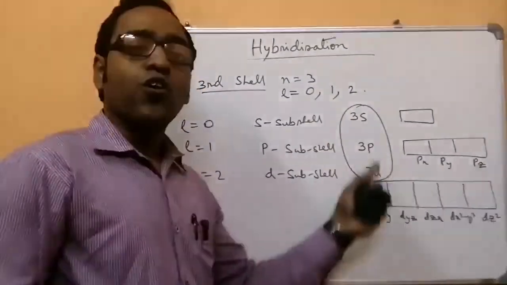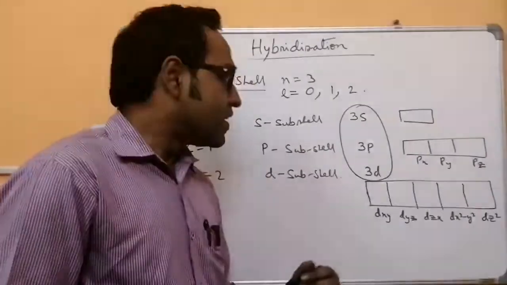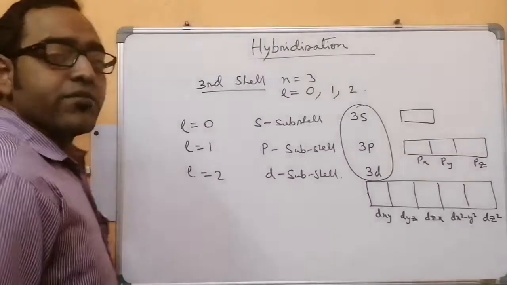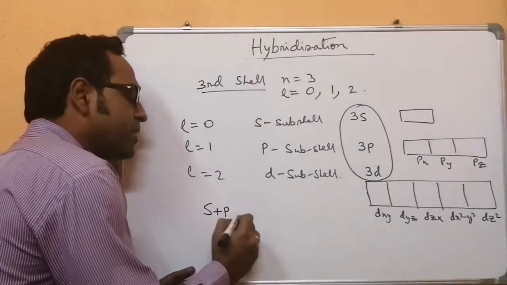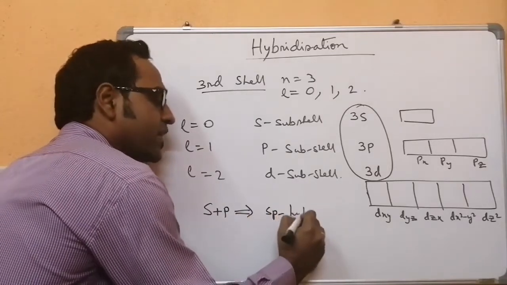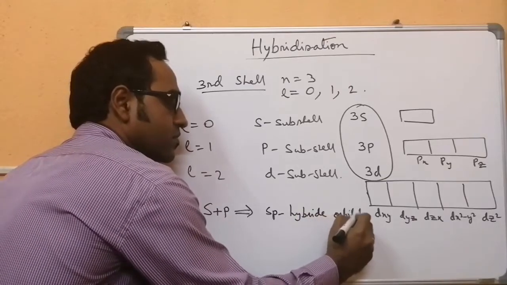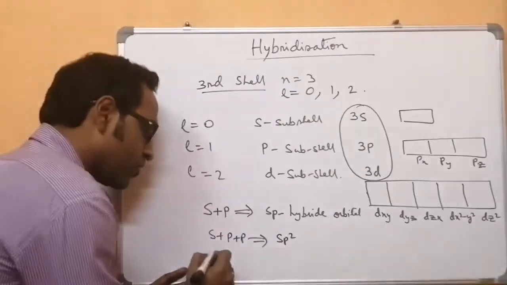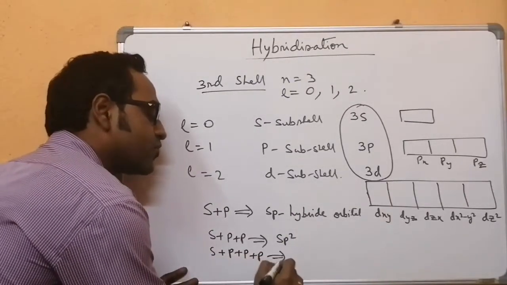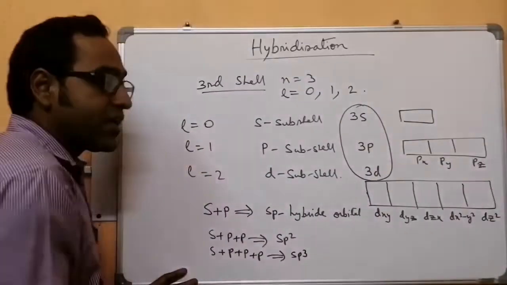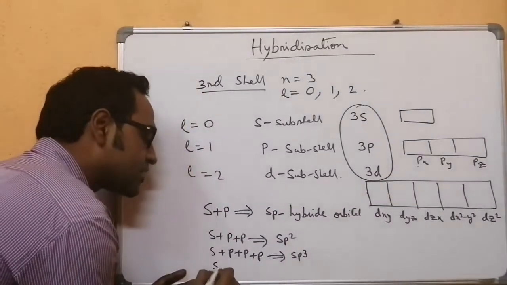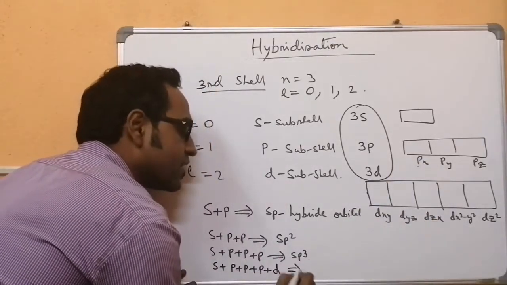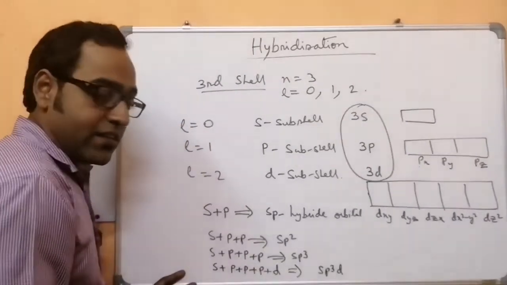The intermixing of these orbitals to get a new set of orbitals having equivalent energy and directional property is called hybridization. For example, one s orbital mixed with one p orbital will give sp hybrid orbitals. One s orbital combined with 2p orbitals will give sp2. When one s combines with 3p orbitals, it will give sp3. A maximum of 3p orbitals is possible, that is px, py, pz. Now when s combines with 3p and after 3p comes 3d, with 1d orbital, it will give sp3d hybrid orbitals and so on.